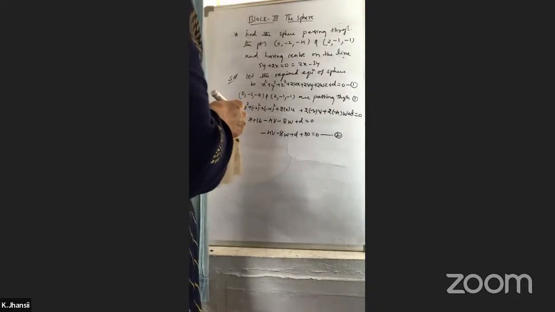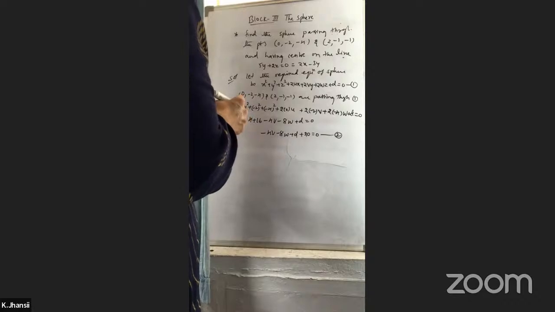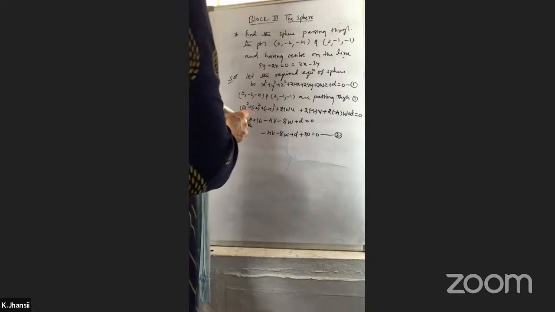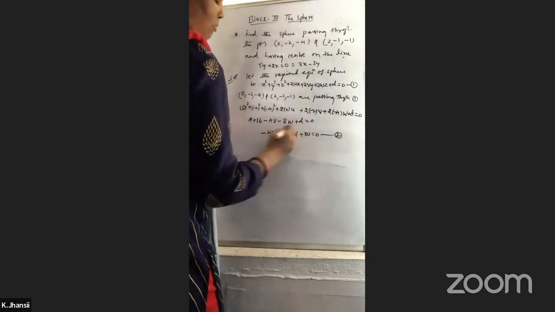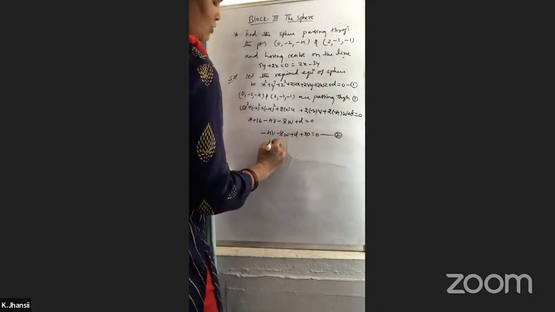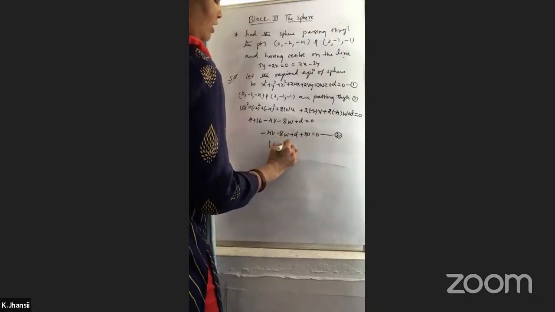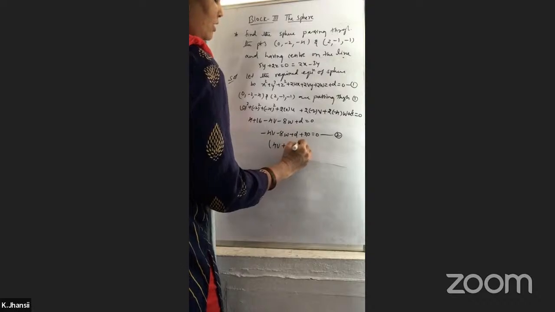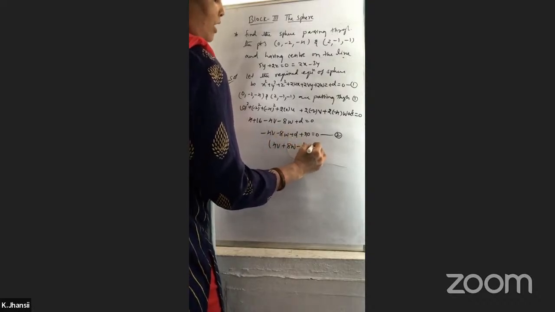That would be plus 8W plus D equals 20. Actually, like this, even if you take out the minus also, you can write it. You put it as equation 2. One more is from this only. If you take out minus common, 4V plus 8W minus D minus 20 equals 0.